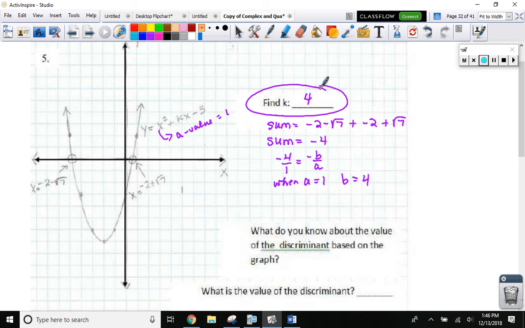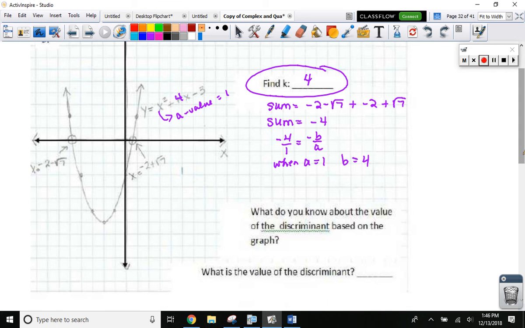Final answer. Questions there? When you know the sum is -4, can't you just change it to like... You can. Alright, okay.